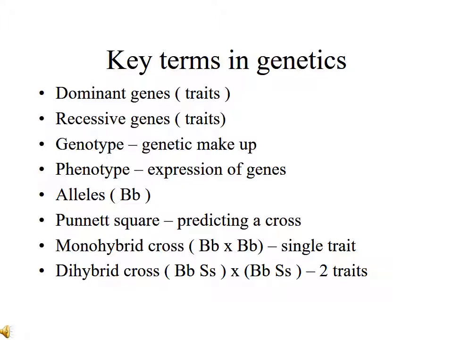Now, the object of this particular exercise is to at least get you to appreciate how to do a simple monohybrid cross using single traits, as you can see, big B little b times big B little b, and a dihybrid cross where we're looking at two characteristics. In this case, as you can see, big B little b represents one trait, big S little s represents another trait, and we're going to be doing a cross between two organisms that have this particular genotype.